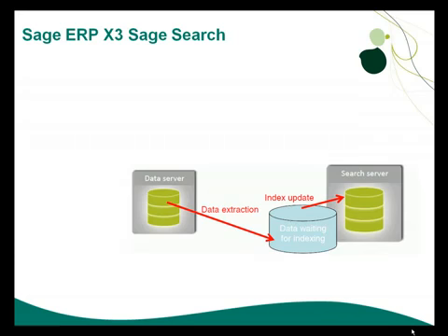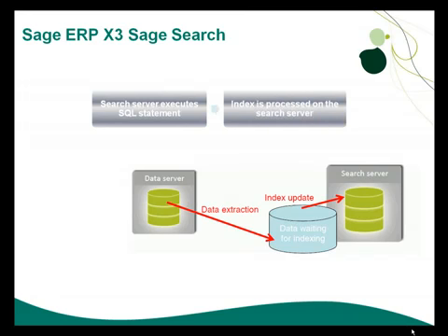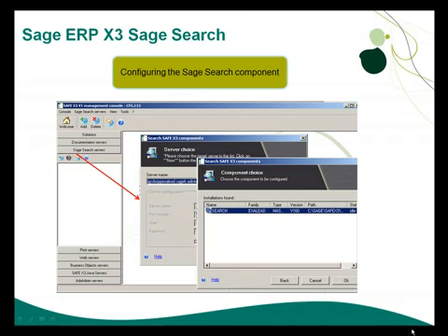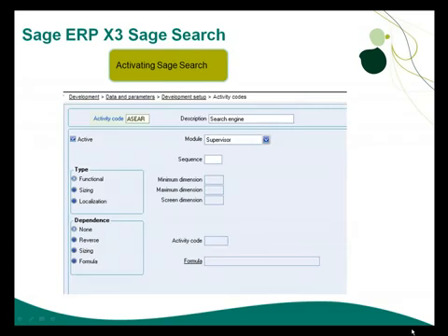Let's take a minute to understand the indexing process. The indexing process involves two steps. The search server executes SQL statements in order to extract the data from the Sage ERP X3 repository. The index is then processed on the search server. After installing Sage Search on the server, you must configure it as a new component through the Management Console in Sage ERP X3. Next, you must activate the search engine using the activity code ASEAR within Sage ERP X3.